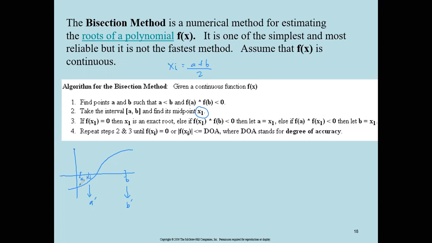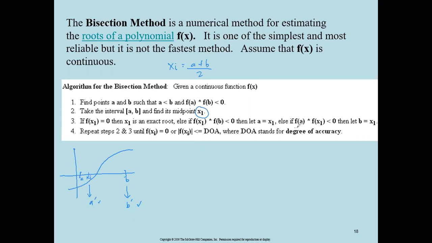Since if you try to multiply f of A times f of B, this turns out to be positive. And if you evaluate f of x sub I and f of B, this turns out to be positive. So we expect that the root lies within the interval from x sub I to b. That's why we need to set this as the new a and this b value to be the new b.